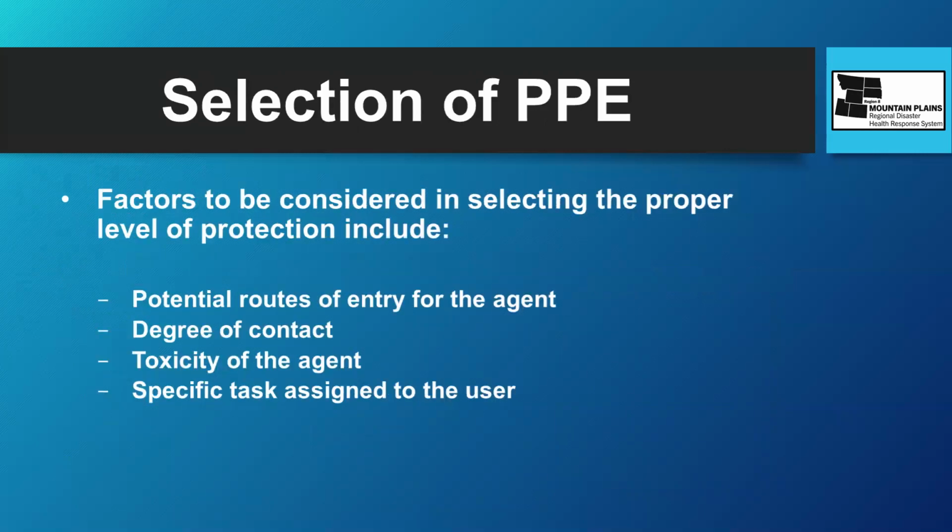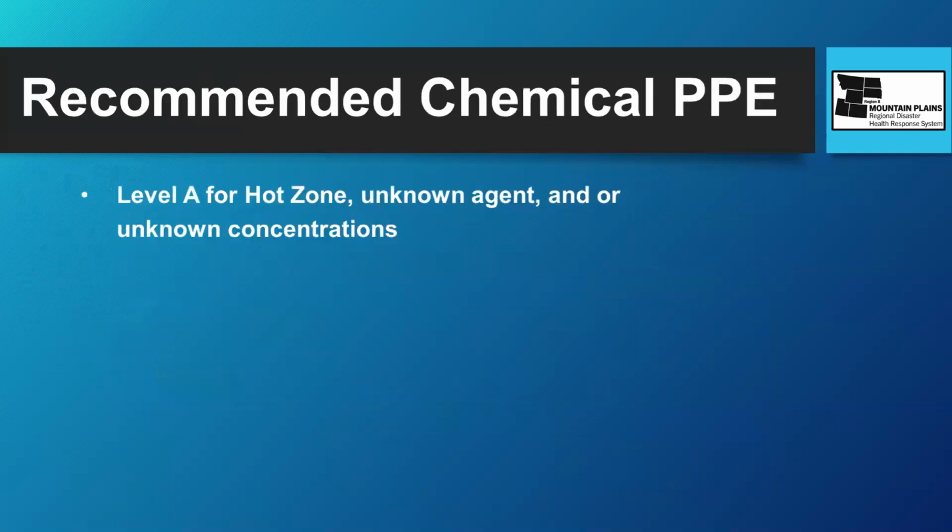So how do you pick PPE? Depends on what you're going to do. What's the agent? What's the degree of contact you potentially would have with it? What's the toxicity? And what's your role in managing this event? If you are responsible to enter that hot zone, to evacuate casualties, you don't know what the agent is, you don't know how concentrated it is, you should be wearing level A protection.